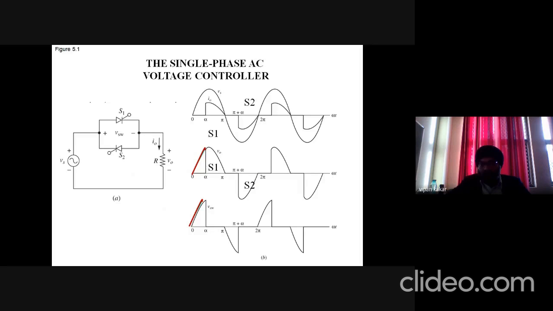So in the positive half cycle, a portion of the positive half cycle is received at the load depending upon the firing angle alpha of switch S1. And in the negative half cycle, it is received at the load depending upon the firing angle alpha for the switch S2. And then the complete process continues every cycle.